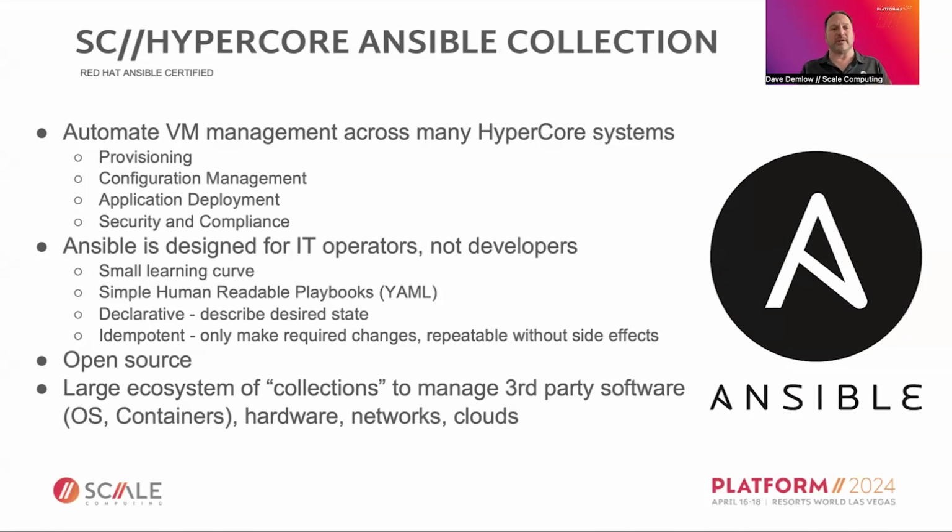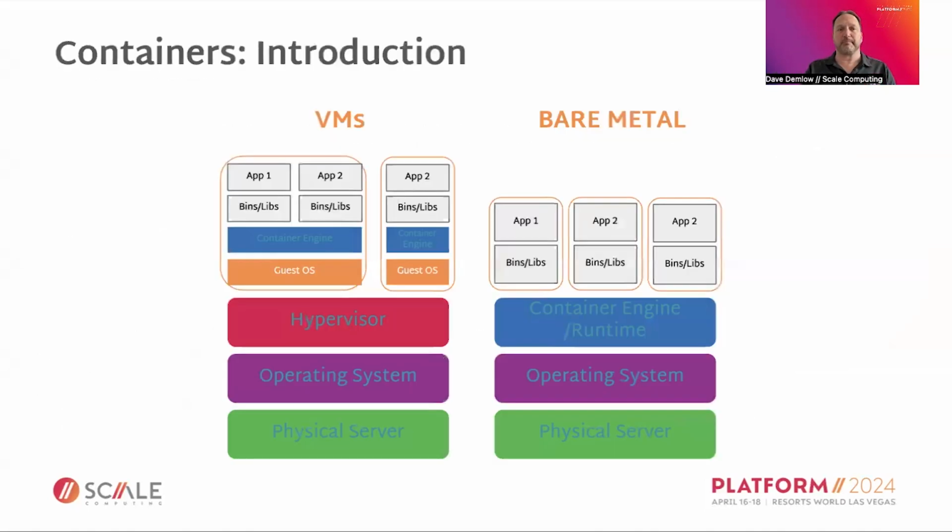And then also it's an open source tool, and there are large collections of other third-party software, hardware, clouds, and network systems that can be managed by Ansible. So automation that you can do with Ansible doesn't just pertain to SC//Hypercore. It also can pertain directly to the virtual machines themselves, or things like Docker or Kubernetes inside there. There are collections that manage all those things, and then also other ecosystem dependencies like networking and so forth.